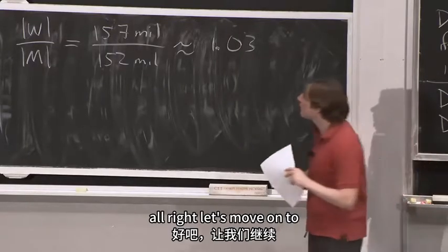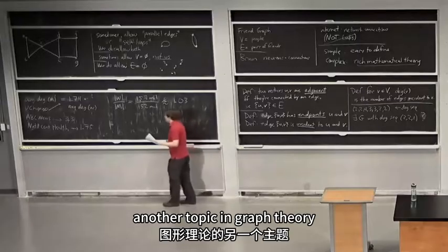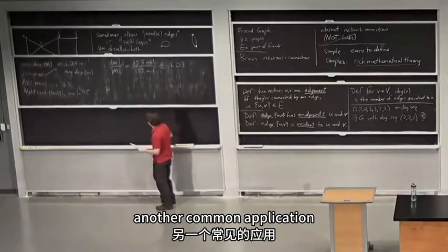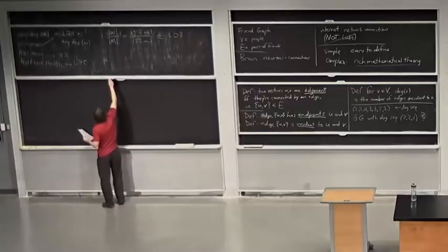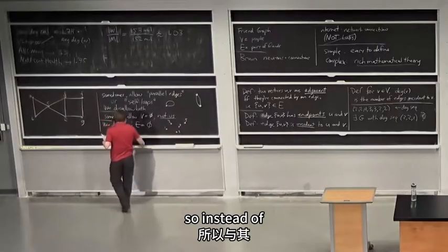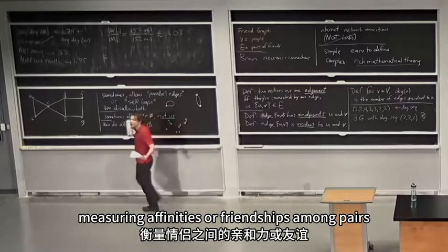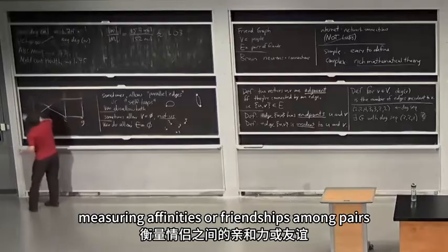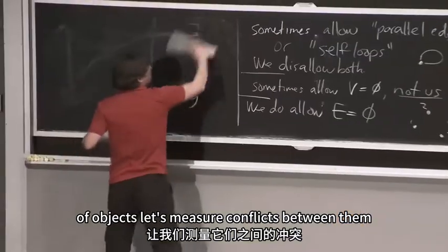All right, let's move on to another topic in graph theory, another common application. So instead of measuring affinities or friendships among pairs of objects, let's measure conflicts between them.